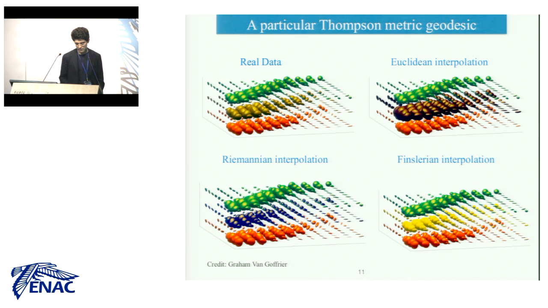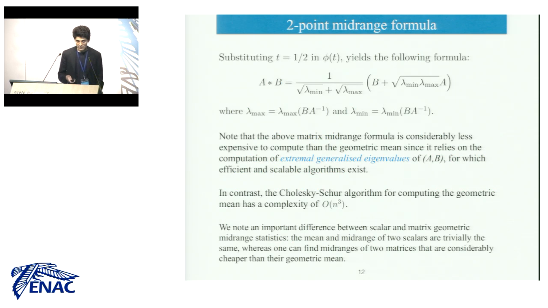And this is a picture produced by one of our summer students of how DTI with different types of interpolations work. The key point is the Riemannian and Finslerian are pretty close. Okay, so if we now plug in t equal to half in the formula for the Finsler geodesic, we get this A star B mid-range. And again, the thing to note is that this formula now only involves the computation of extremal generalized eigenvalues, so it scales remarkably well compared to the geometric mean, and so it looks good, basically.